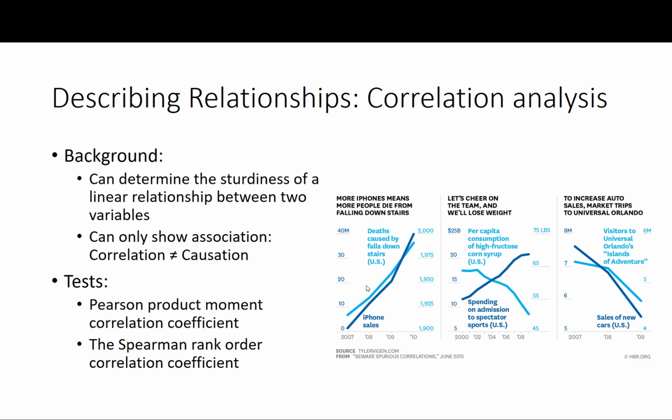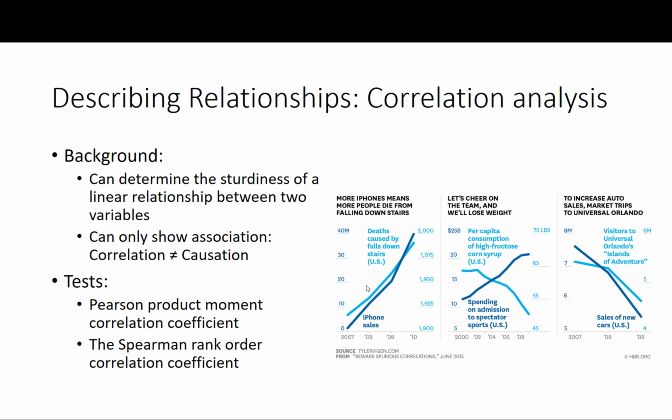And the per capita consumption of high fructose corn syrup is negatively correlated with the spending on admission to spectator sports in the US. So the only explanatory variable here to explain the correlation might be that the more high fructose corn syrup people are eating, the less interested in sport they are. There is no apparent causation between the two. Two things can happen together, and they can happen opposite to each other to suggest causation that might not actually exist. So our two tests for correlation: the Pearson test and the Spearman test.